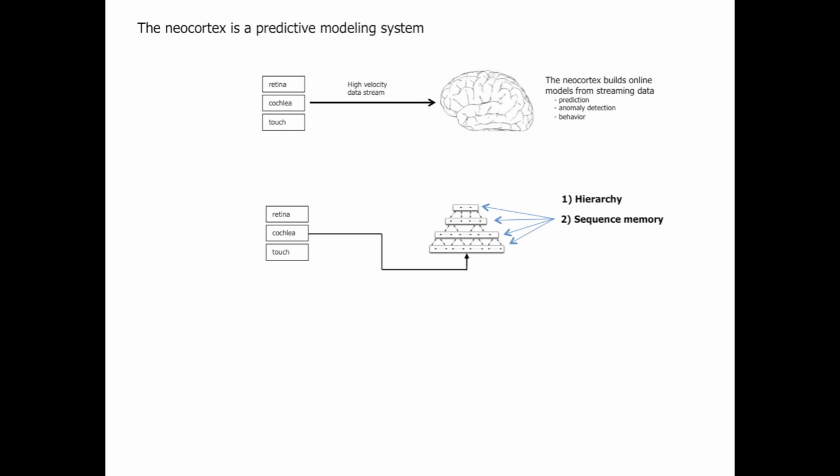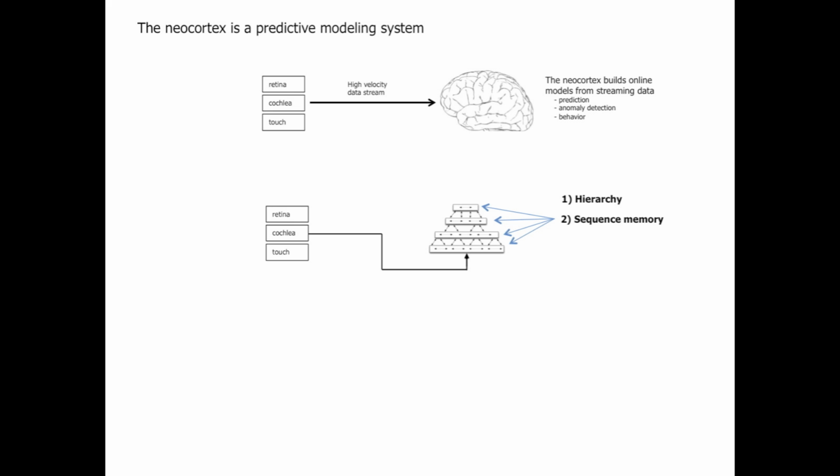The second most important principle we've learned about how it works is that the individual elements in the hierarchy, the regions, if you will, that are connected together, are all implementing a form of sequence memory. They're all learning about how patterns change over time, and they're all making predictions, and they're all basically detecting anomalies. So this is a common theme throughout here.